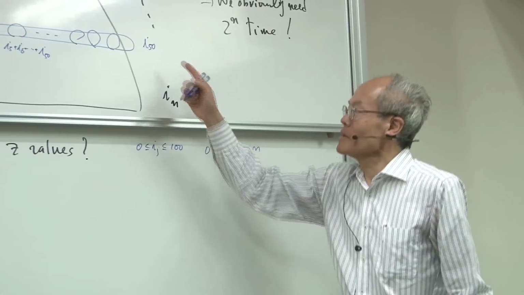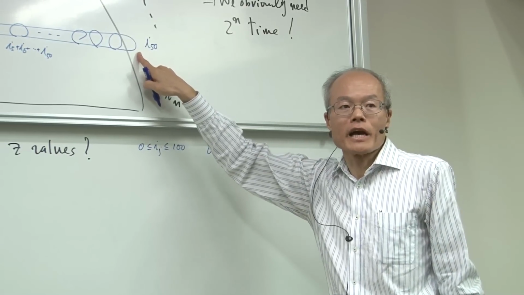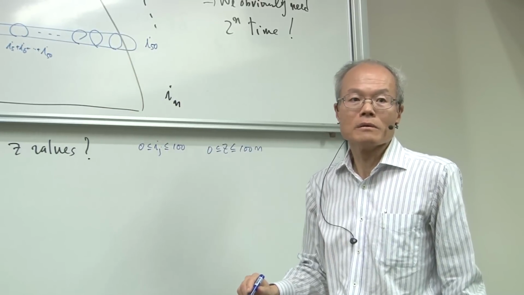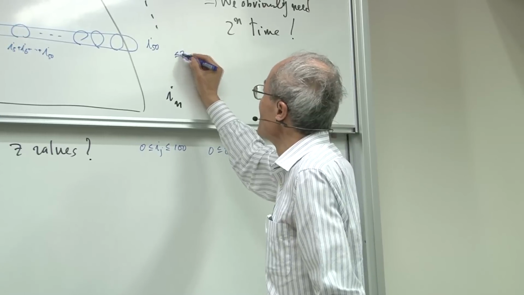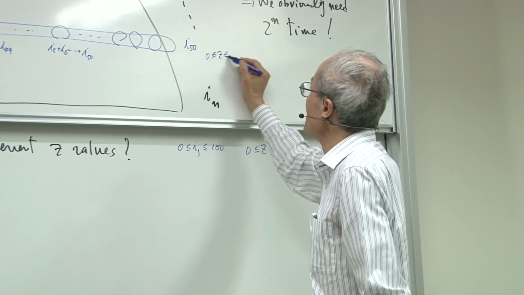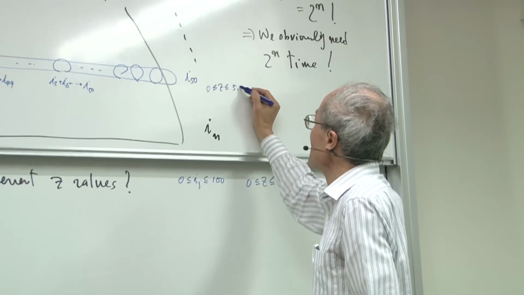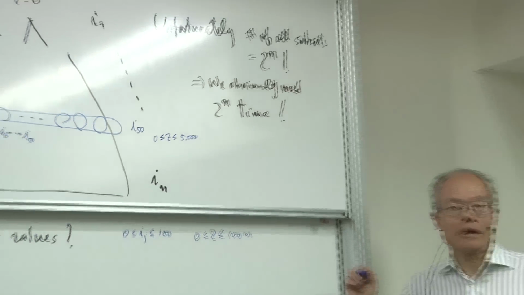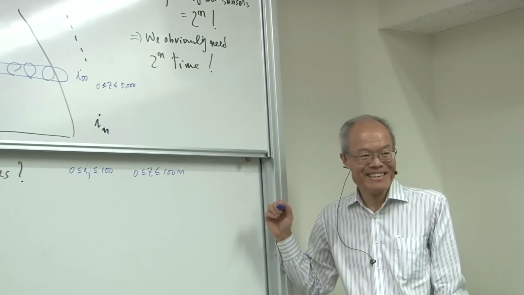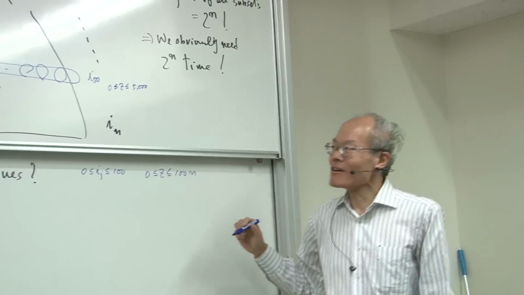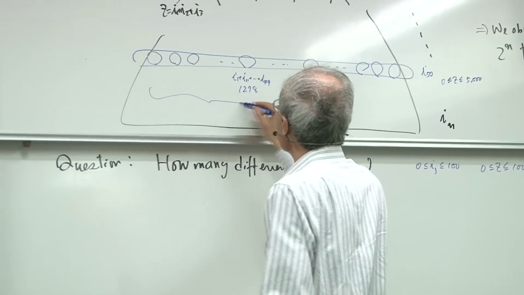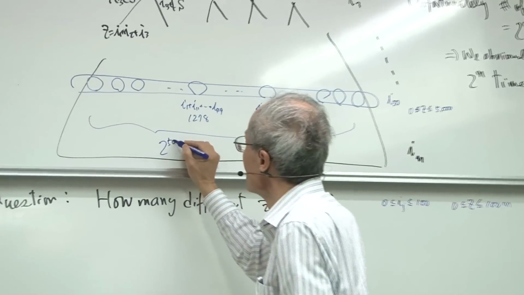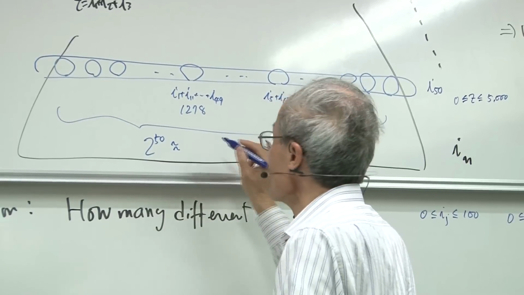Here we have come up to I50. Then the Z value is between 0 and 5,000, right? But how many nodes are here? What is 2 to the 50?